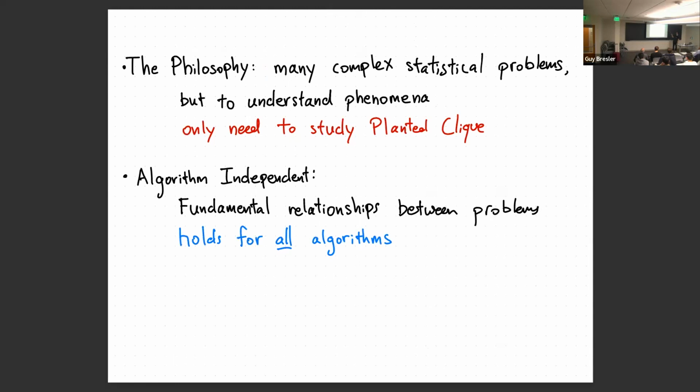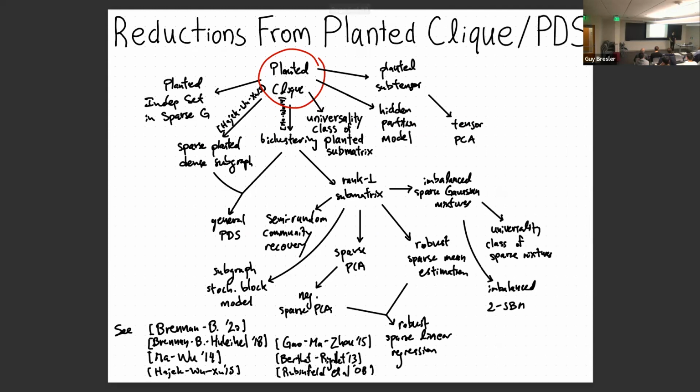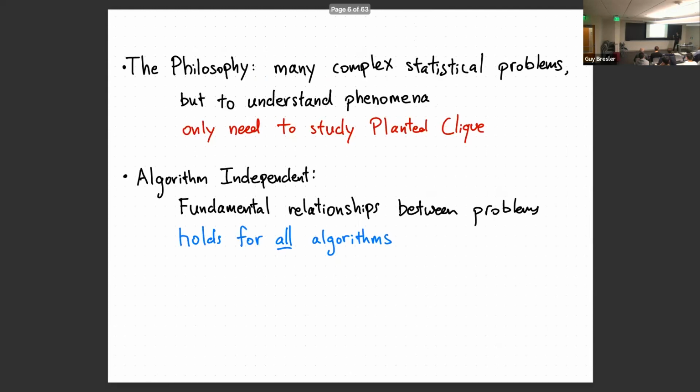So we can think of this more broadly. What's the philosophy of complexity theory at large? And specifically for statistics problems, we have many complex statistics problems, right? There are gazillions of problems here, and there are many others that aren't in this diagram. And the point is that on some level, to understand something about these problems, one can instead focus on this very simple problem, Planted Clique or Planted Dense Subgraph, right? That's the philosophy on some level of complexity theory.